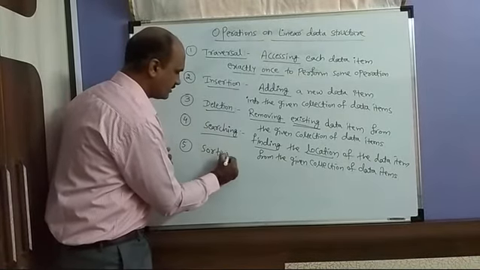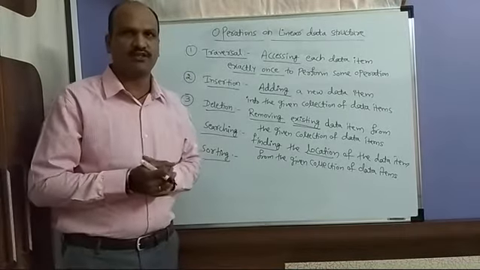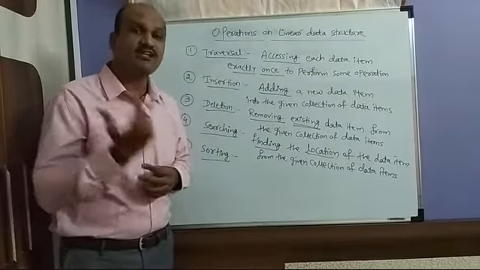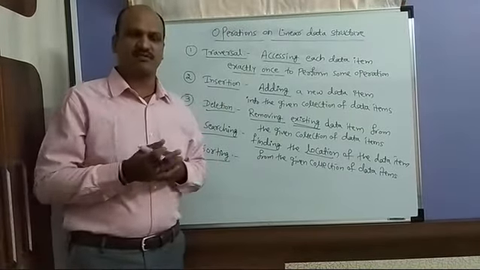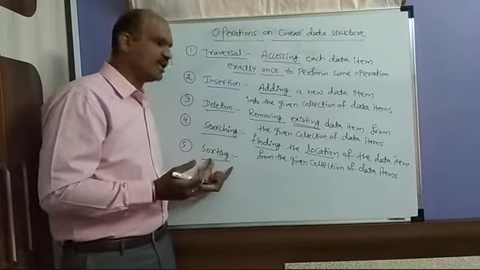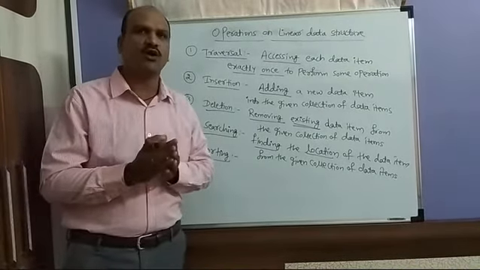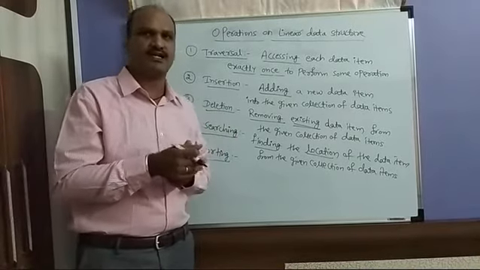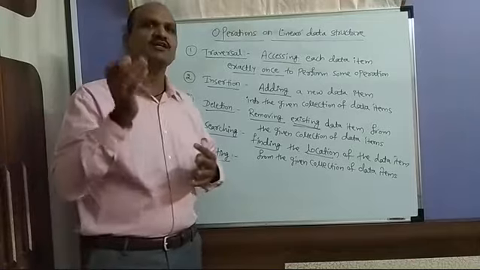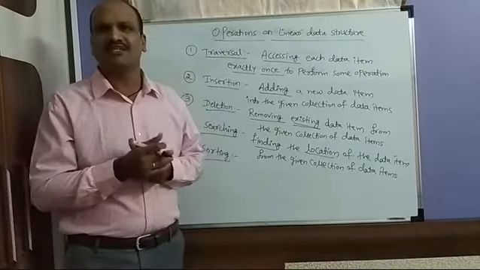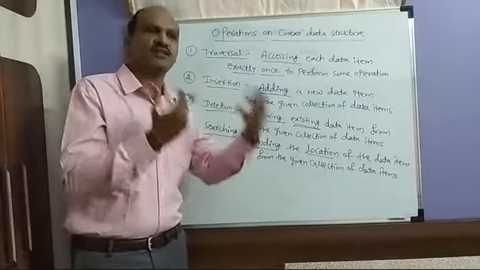The next one, the fifth one, is sorting. The fifth operation is sorting. What is the meaning of sorting? It is the process of arrangement. If there are 50 to 60 elements, how do you have to arrange them? Then you have to go for sorting. Sorting is the process of arrangement of the data items. So how do you have to arrange? The data items are arranged in ascending order or in descending order.